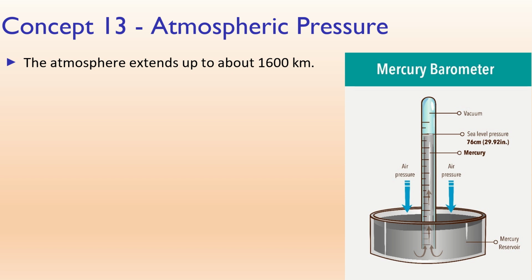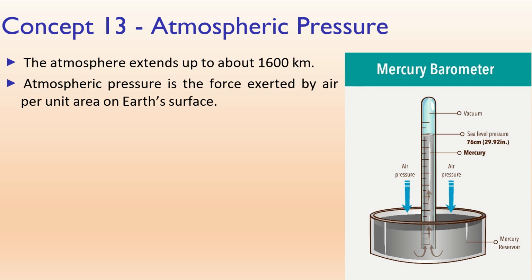As already we know, the atmosphere extends up to about 1600 kilometers. The earth is surrounded by an atmosphere, and it is almost 1600 kilometers from the earth's surface. And atmospheric pressure is the force exerted by the air per unit area on the earth's surface. So atmospheric pressure means the force exerted by the air, that is called atmosphere, per unit area.